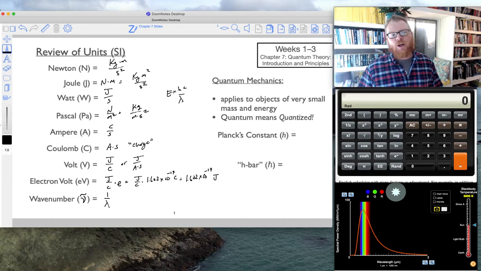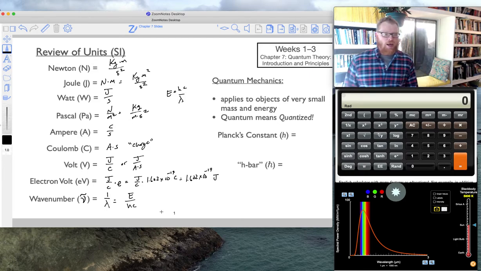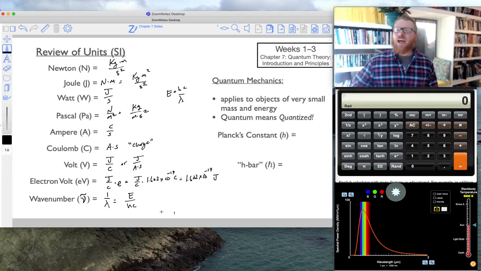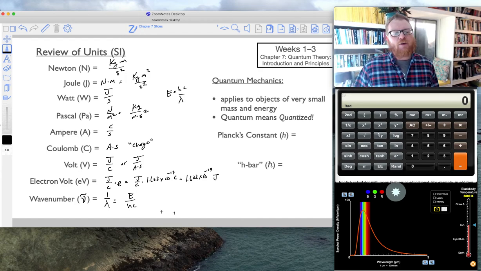Because we know that E is hc over lambda, another way we could calculate wave number would be E divided by hc. Again, we're going to start seeing energy represented as either joules, wave numbers, or possibly even electron volts. So you definitely need to have familiarity converting back and forth between all of these units.